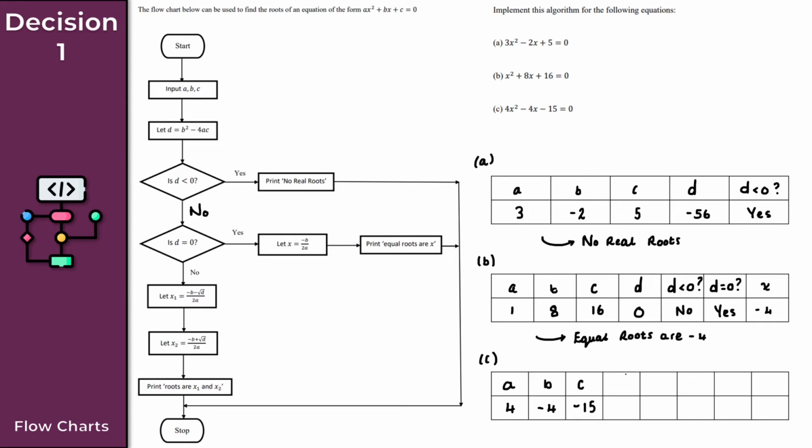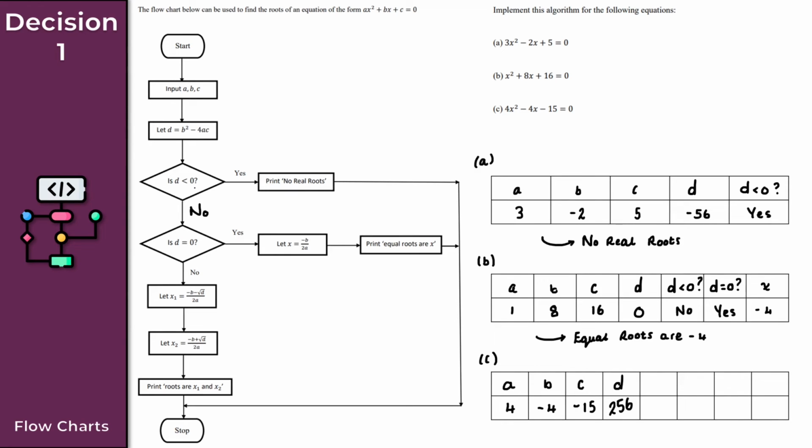Okay? So D here is B squared minus 4AC. As you can see, I'm just going through this naturally now because I've already done it 2 times already, so it becomes quite intuitive. You get the idea. So what would that be here? I will use a calculator just to ensure that I don't make a mistake. I get 16 minus 4 times 4 times minus 15, and I get 256. So 256 there.